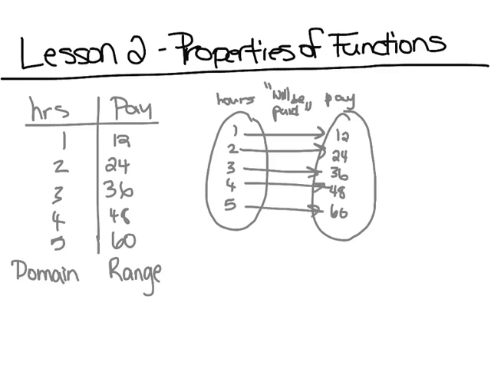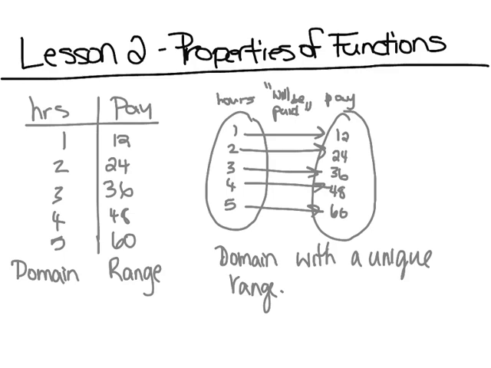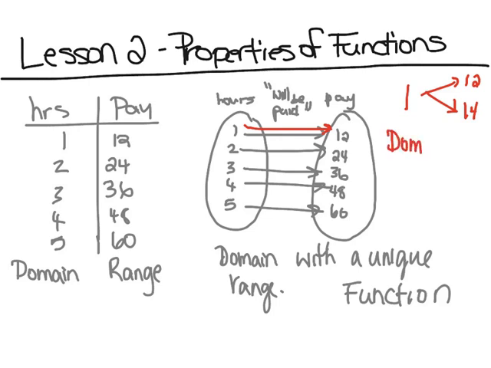and 5 to 60. So whenever you have a domain with a unique range, so that means that it only has one range, it will be a function. So because this goes from one domain to only one range, that's unique, it is a function. If we were to have 1 going to 12 and to 14, those aren't unique because there are 2 different ranges. So domains can't repeat.